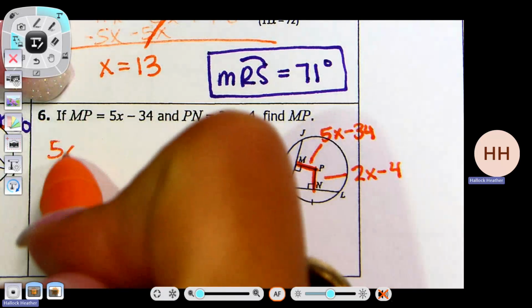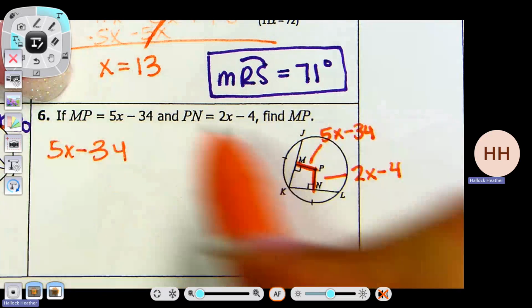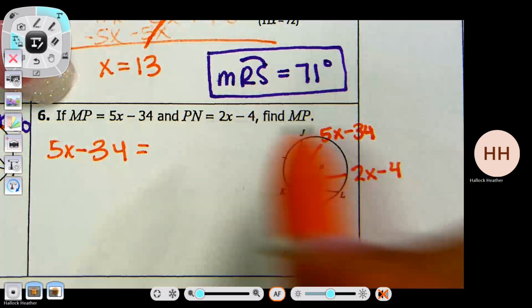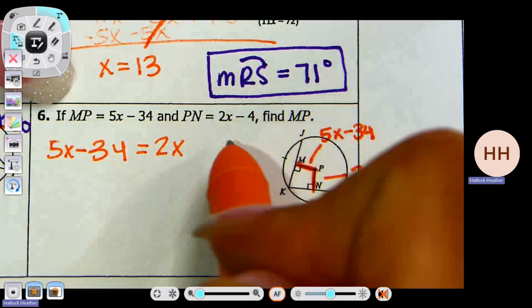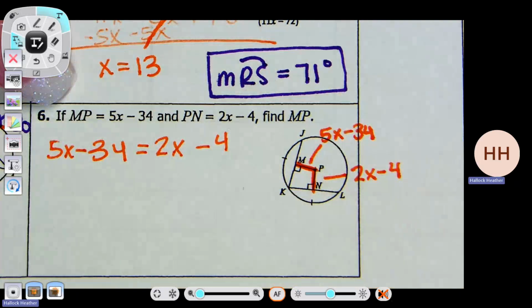Equal them to each other, because they're both a piece of the radius. And because you know the chords are congruent, if the chords are congruent, then the piece of the radius is also congruent.